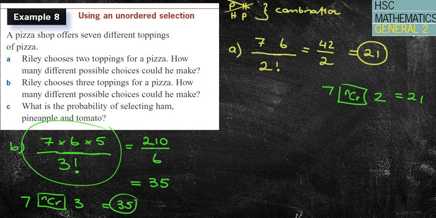And then the last one there, for part C, says what is the probability of selecting ham, pineapple, and tomato? Okay, well that's going to run off question B. Well, there's going to be one choice of having that out of the 35 different choices, so 1 in 35.